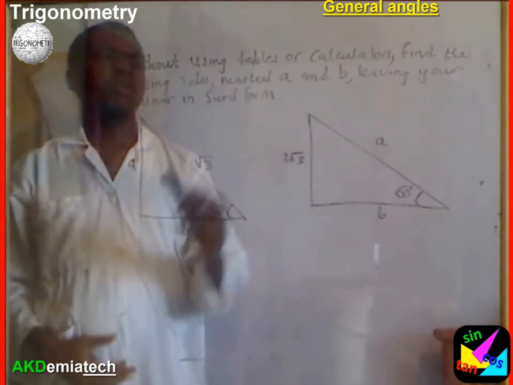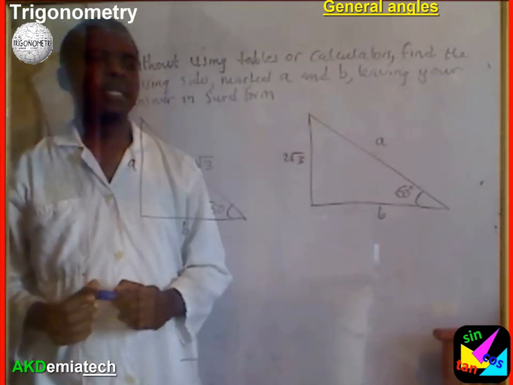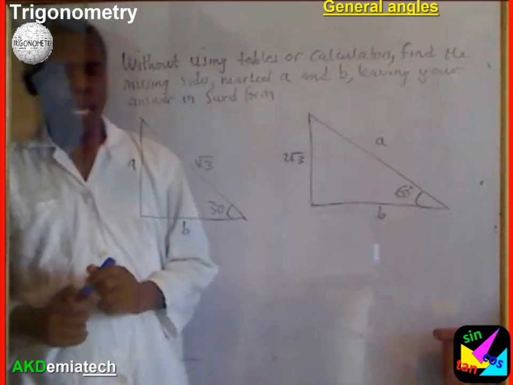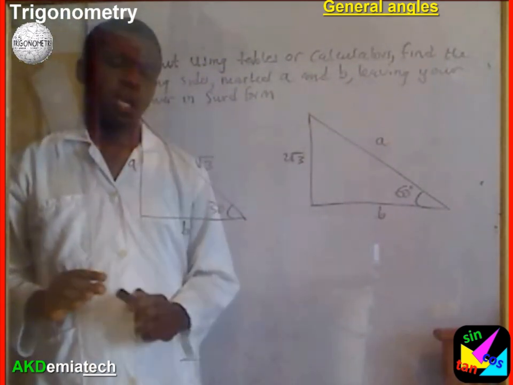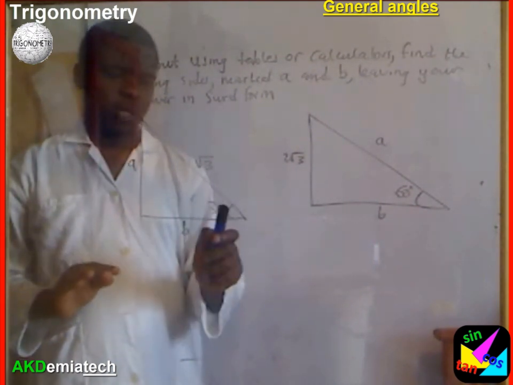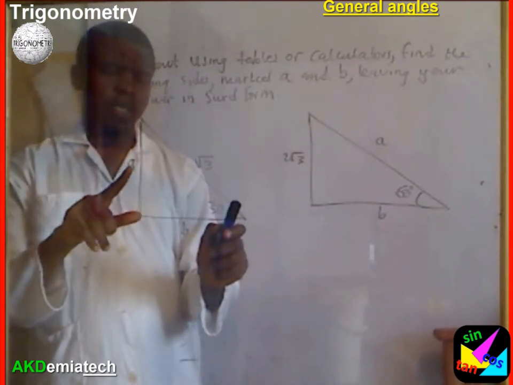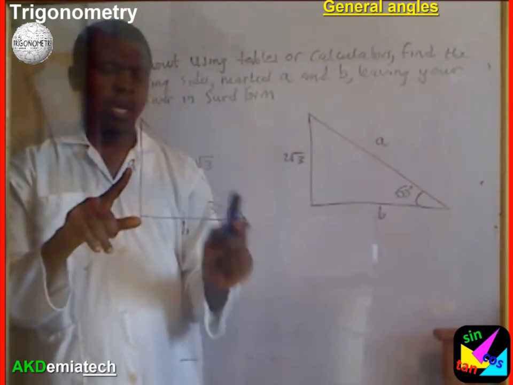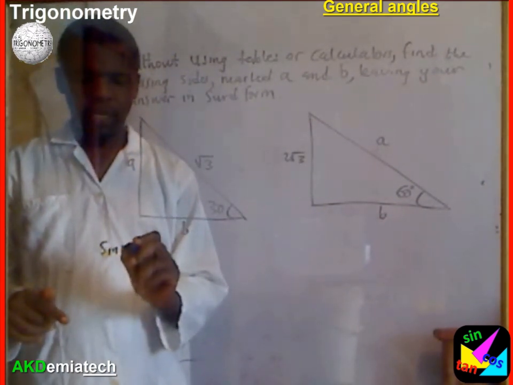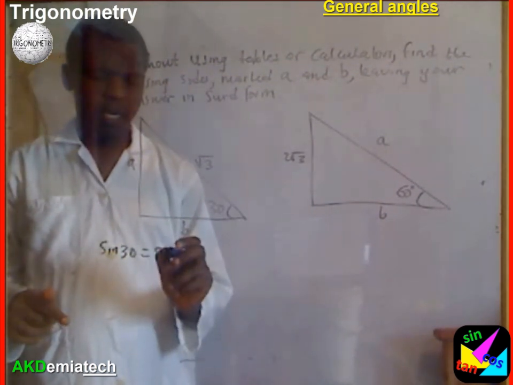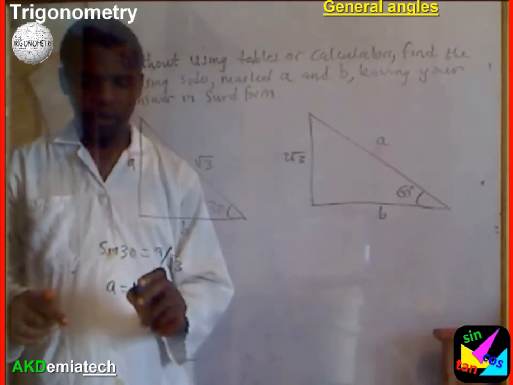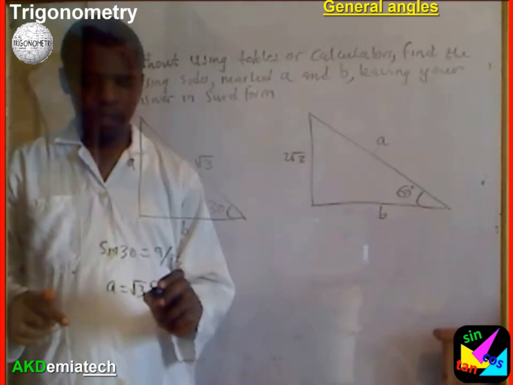Without using tables or calculators, find the missing sides marked A and B, leaving your answer in surd form. So going by these special acute angles, now remember our little trick. I have this angle. This A is the opposite, and this is our hypotenuse. So I'll say sine 30 is equal to A all over root 3. A is equal to root 3 times sine 30.